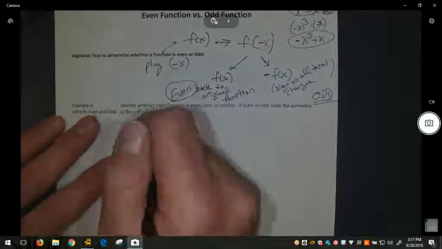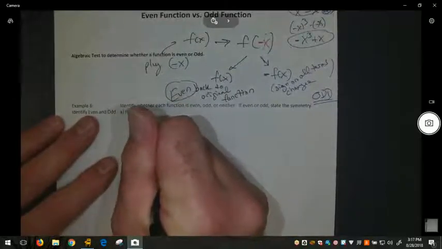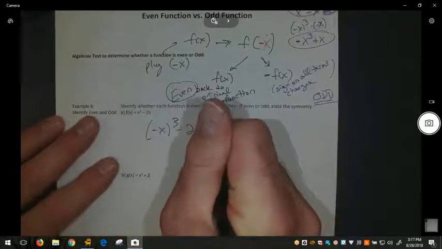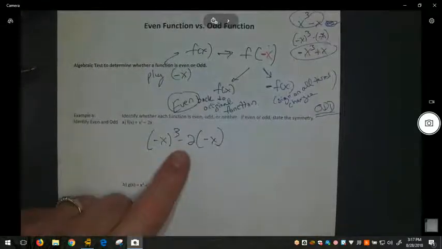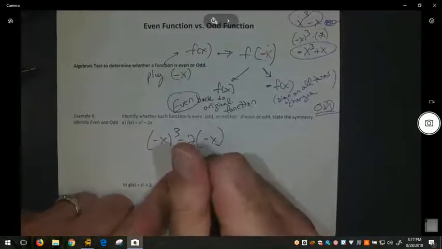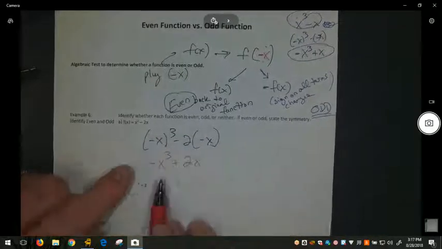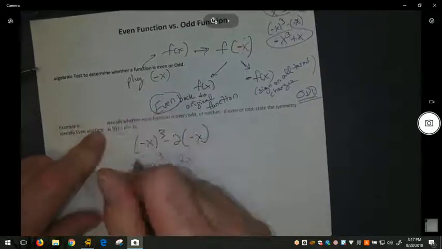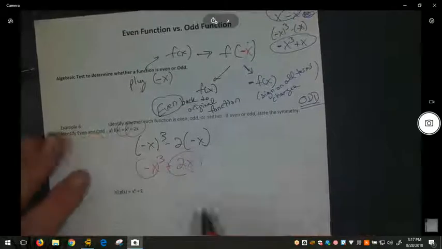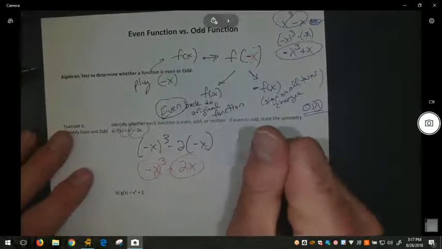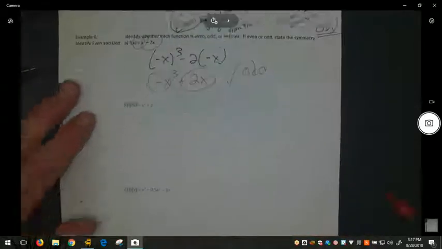Let's take a look. In this function, I have the opposite of x cubed minus 2 times the opposite of x. Negative 2 times the opposite of x is positive 2x. Negative x cubed is negative x cubed. This sign is the opposite. This sign is the opposite. Since it's changed signs, this function is odd.